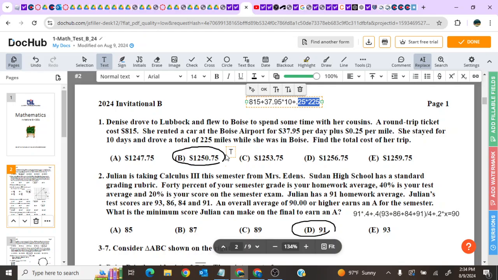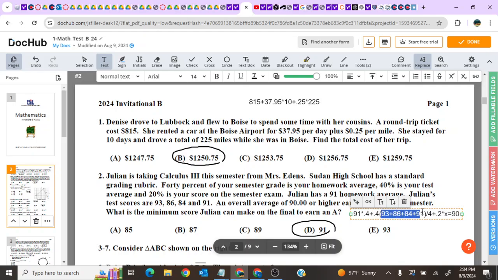Julian is taking calculus. For the average, 40% is test average, 20% is semester average, and 40% is homework average. Julian's homework average is 91. Her test scores are as follows, and she needs a 90.0 or higher average. So we know that the 91 counts for 40%, or 0.4, of the 90 that she needs. And the other 0.4 comes from the average of the 4 test scores.